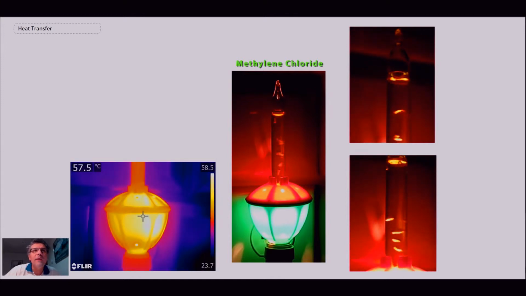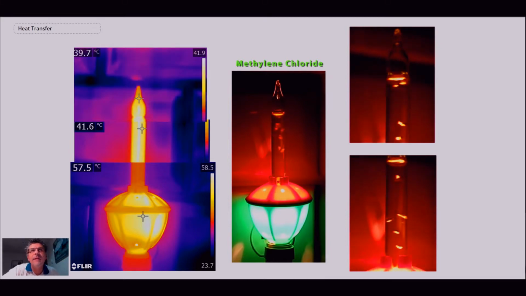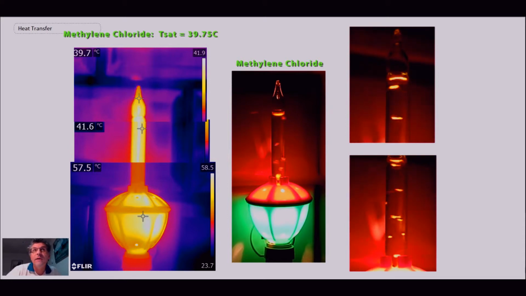So with the IR camera, we can see the bulb temperature is around 57.5 degrees Celsius. And then we can go into the stem region, and the temperature drops down a bit. It's around 41.6 degrees C, where the bubbles are rising up. And then at the tip, the temperature is around 39.7 degrees Celsius. And when you look at the saturation temperature for methylene chloride, it's 39.75, which agrees very, very well with what we're seeing. And so it's because there is condensation of the methylene chloride occurring on the inside of the tip. And it would make sense that we would be measuring the saturation temperature within that device.